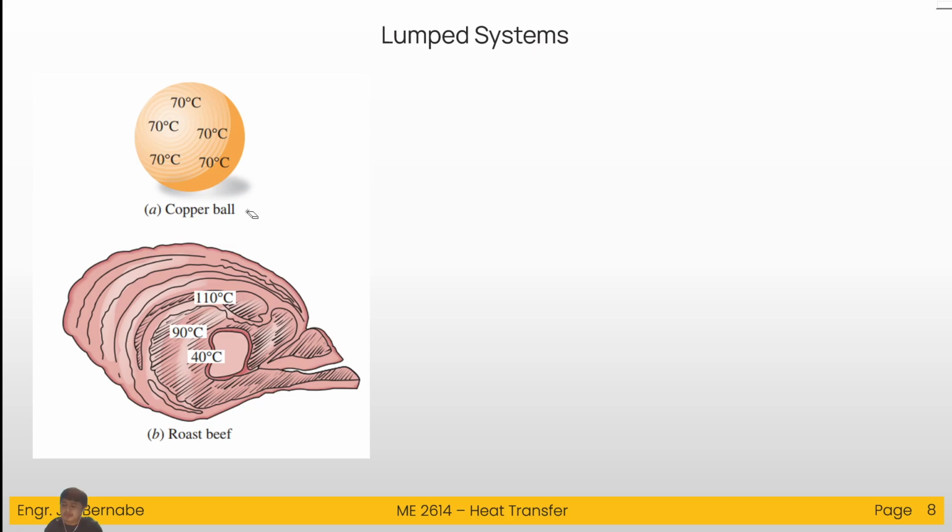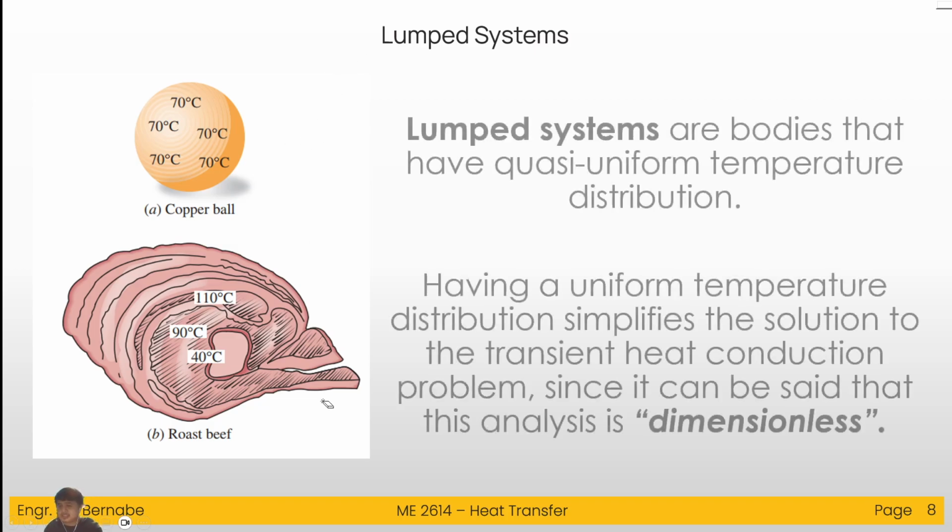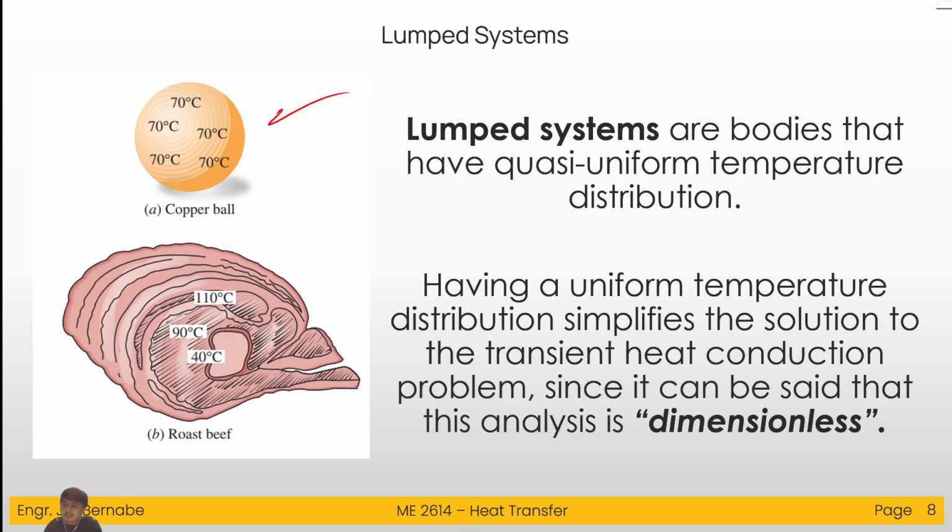So we are assuming, in the lump system analysis, that the body is uniform in temperature. This is the simplest type of transient conduction. If this is the case, then we can use a very simple approximation to find the heat transfer rate of this, let's say, copper ball within this environment, let's say, the air. So again, it is uniform in temperature. So this is the lump system. This is the not lump system.